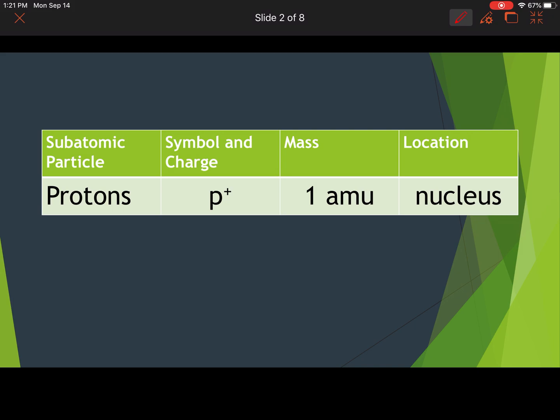So subatomic particles. The first one we're going to look at is protons. So you can write that into your chart, protons. The symbol and charge is going to be P+. The mass is going to be 1 AMU. Now AMU stands for atomic mass unit. So you can write that down somewhere. And the location of the protons is inside of the nucleus. So these are our positively charged subatomic particles, and we talked about those last class.